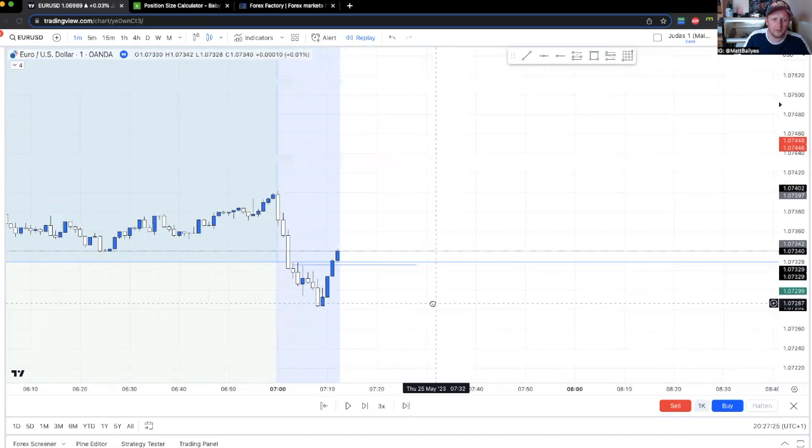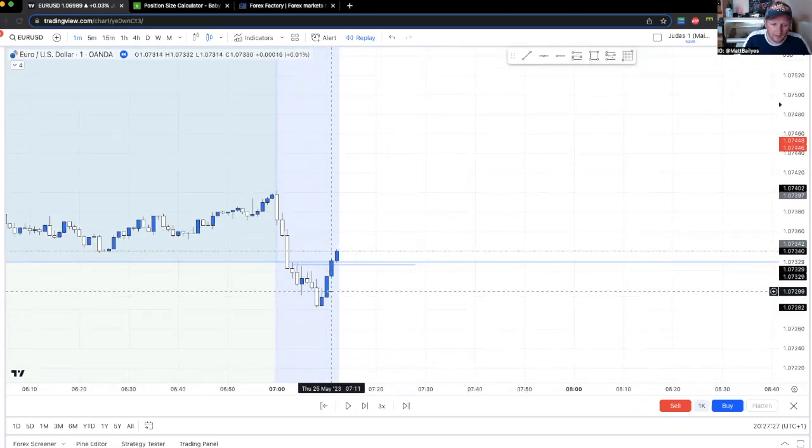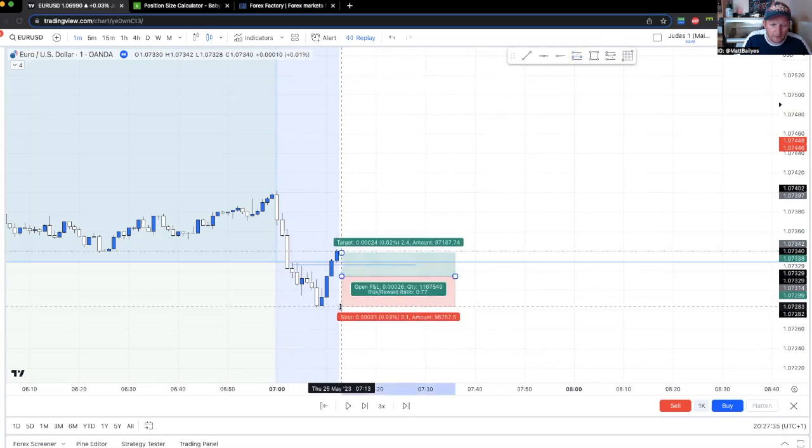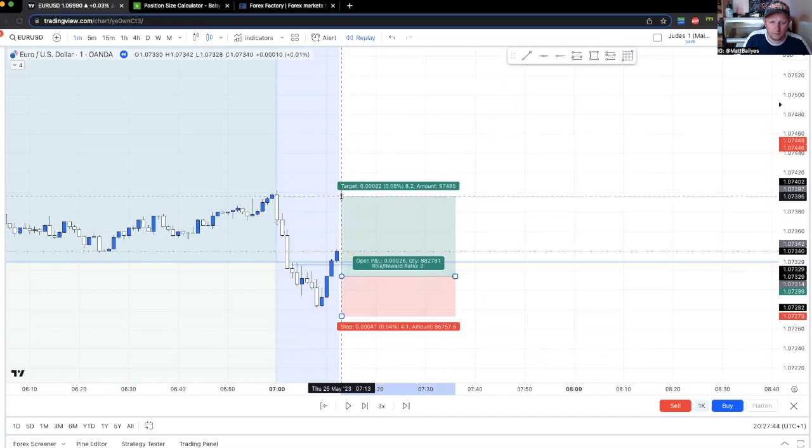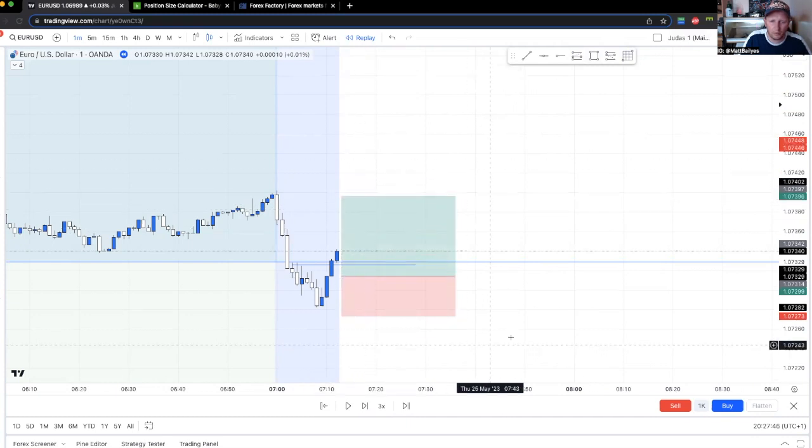So what we're going to be doing now, we're going to be looking for a fair value gap. We've got one right here. This is our fair value gap. So we can get the buy tool. And we're going to be entering a trade right there. Setting our stop loss. So that's a 3.1. So we're going to go for a 4.1 to give us a nice 1 pip extra breathing room. And we're going to go for a 2 risk to reward ratio.